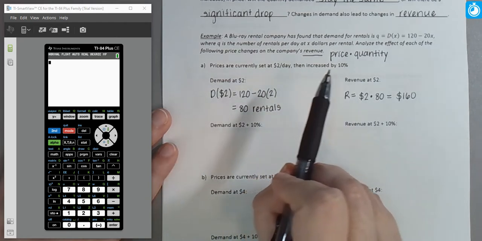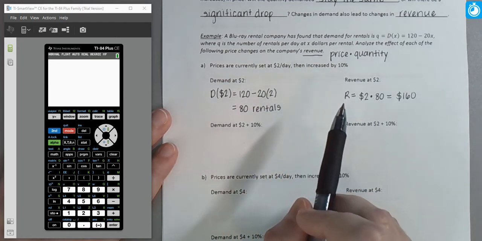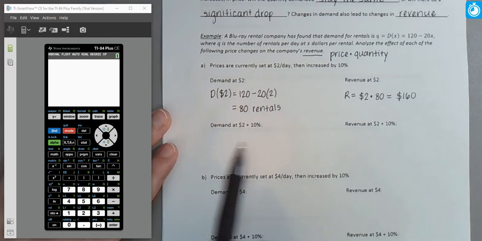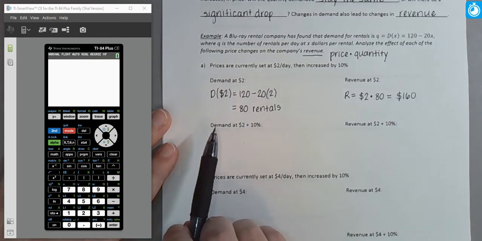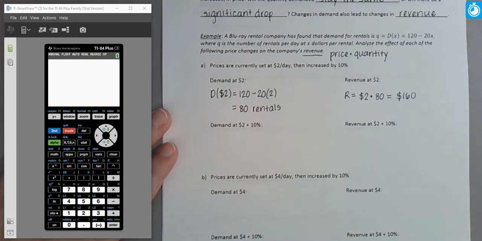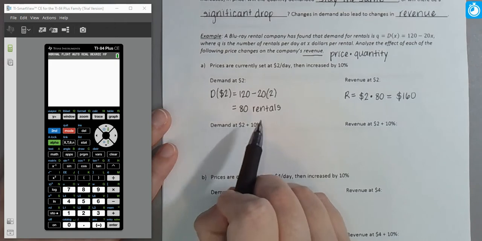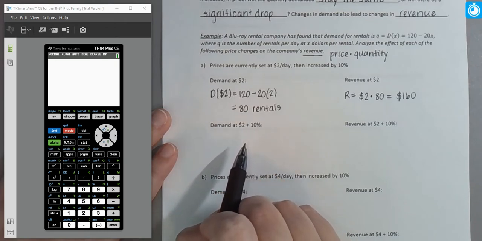Well, what happens if we increase the price by 10%? The question is, how is that going to affect demand? In other words, what's going to be the change in terms of how many people we expect to rent these Blu-rays? And then what's the subsequent change in revenue based on the fact that we may have a change in the quantity demanded? So what happens if we increase the price by 10%?